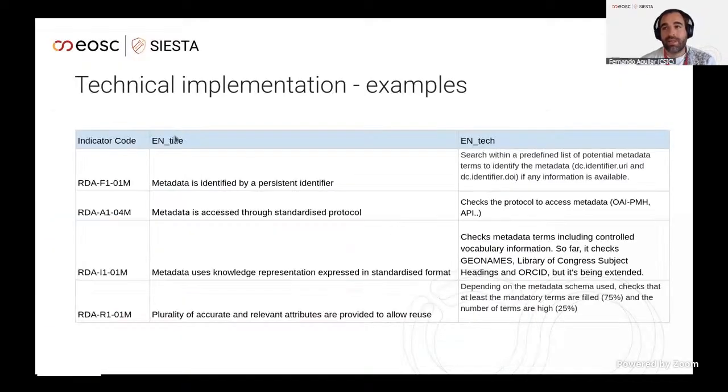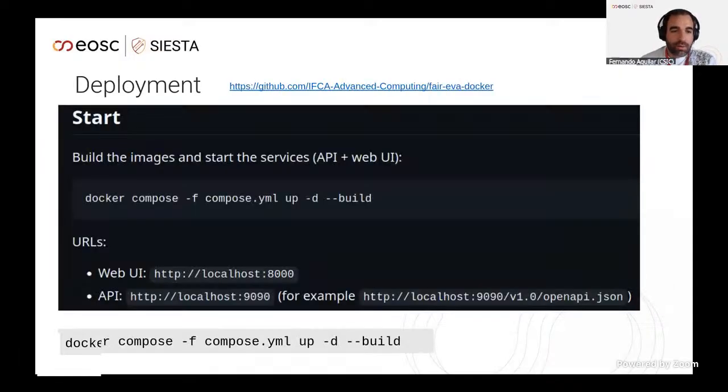The typical tests that we are doing are something like this. For example, to check findability, we check if you have a persistent identifier assigned to your digital object, and we check the type of it. We can check regarding accessibility if the metadata can be accessed through a standardized protocol, like for example, OAI-PMH. For interoperability, we check different controlled vocabularies, and for reusability, we can check details about the license that you have assigned to your data.